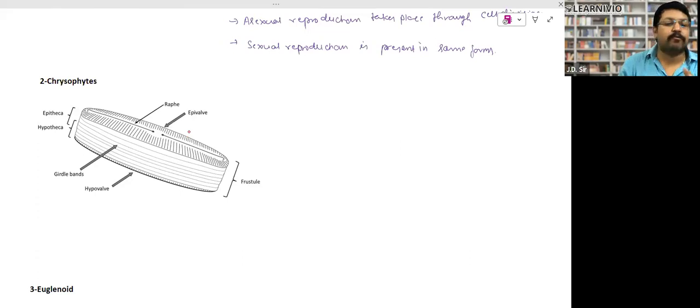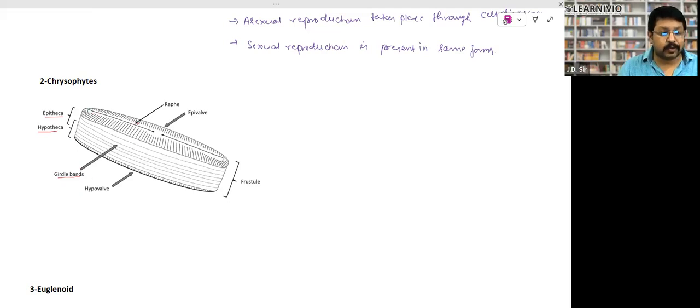That lunch box has two coverings, one part which fits on another part. It is the same kind of structure. So there are two parts: the upper part is called epitheca and the lower part is called hypotheca. Outside there are some designs or grooves, which are called girdle or bands.